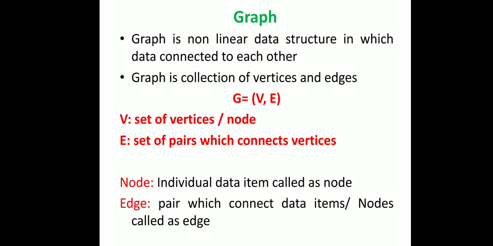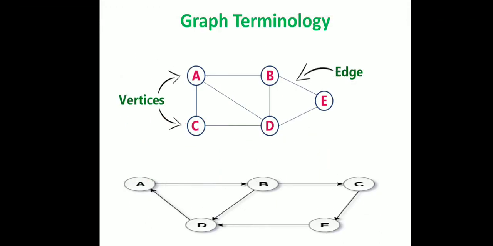So if we take an example, let's say Mumbai and Pune are the two nodes, and the edge which connects these two nodes is called a pair or edge. Okay. Now let's take an example.